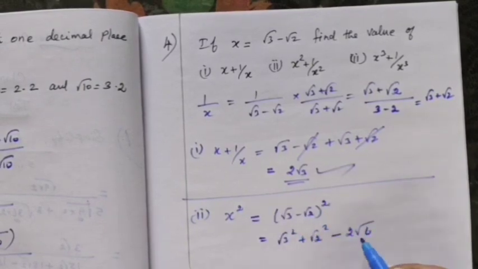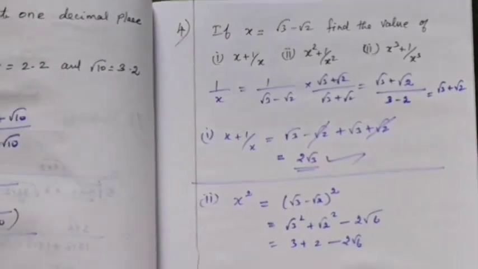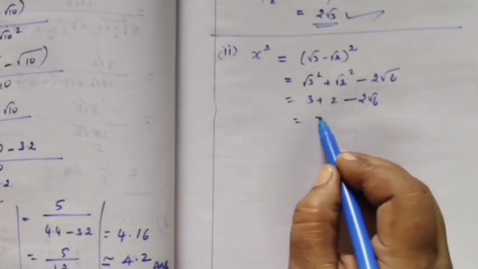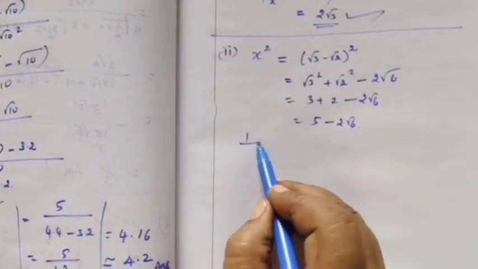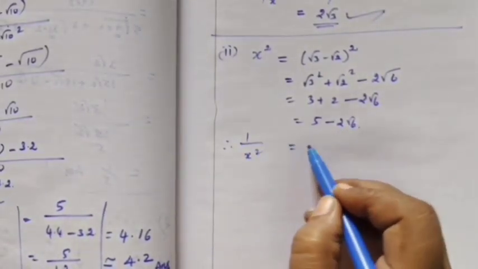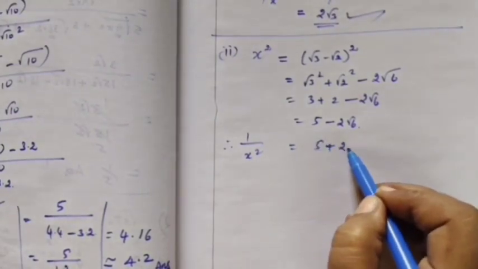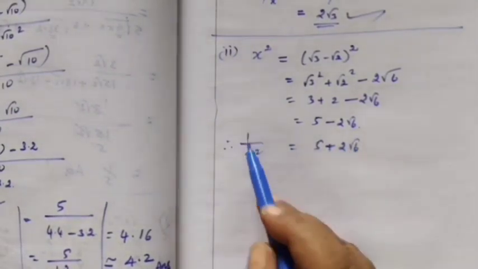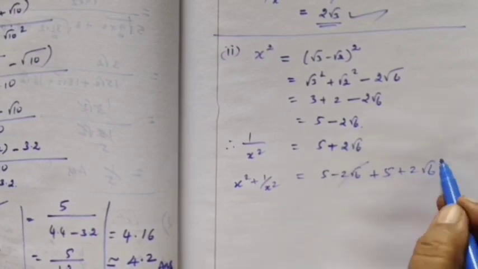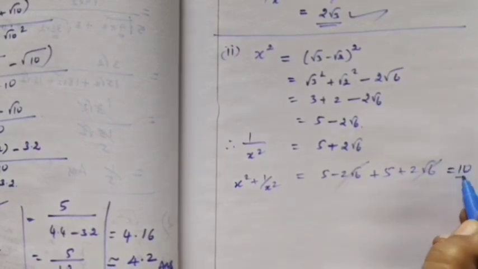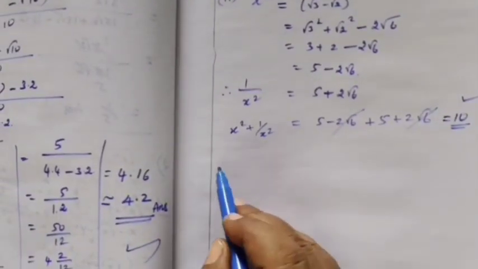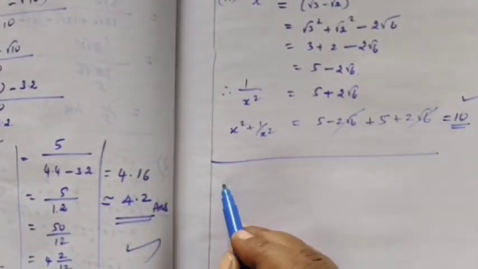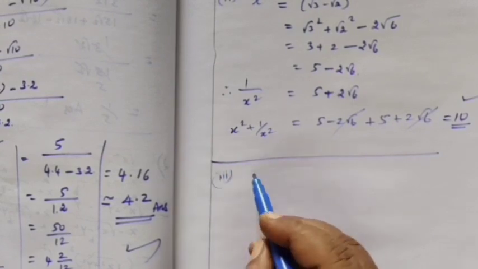a squared plus b squared plus 2ab. So 3 plus 2 minus 2 root 6, 5 minus 2 root 6. Therefore 1 by x squared is 5 plus 2 root 6, just the conjugate, 2 root 6. This and this cancelled. So the answer is 10. You check with the back answer. Now 3.